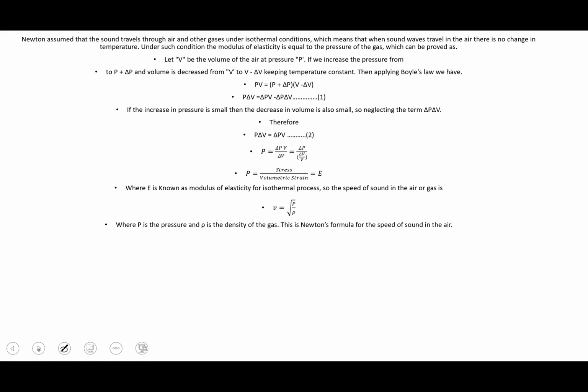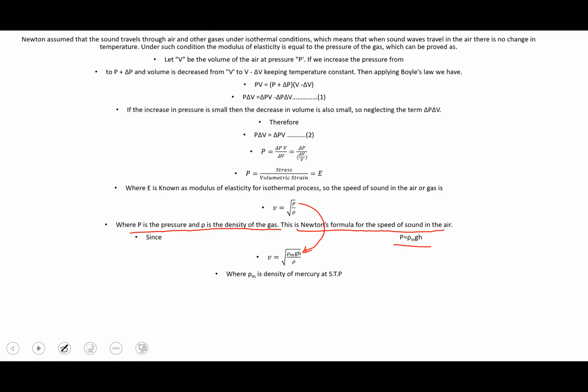Now, where P is the pressure and rho is the density of the gas, Newton's formula for the speed of sound in air can be given as P is equal to rho m, the density of the medium, into g into h. The new equation can be written as V is equal to the square root of rho m, that means density of the medium, into gravitational acceleration into height, divided by the density of the air.